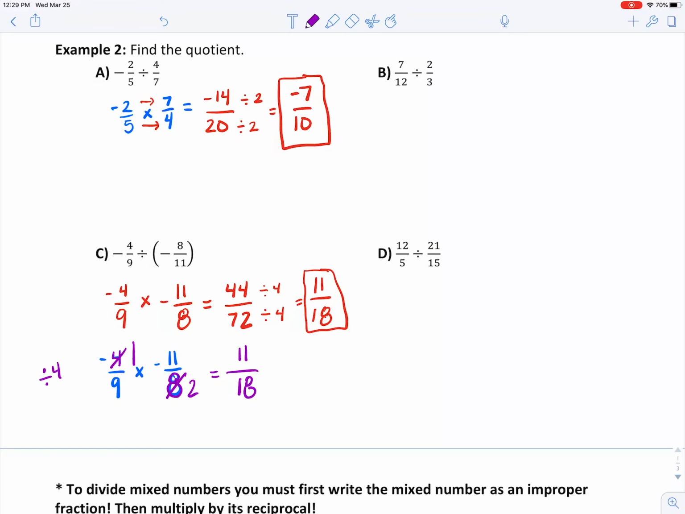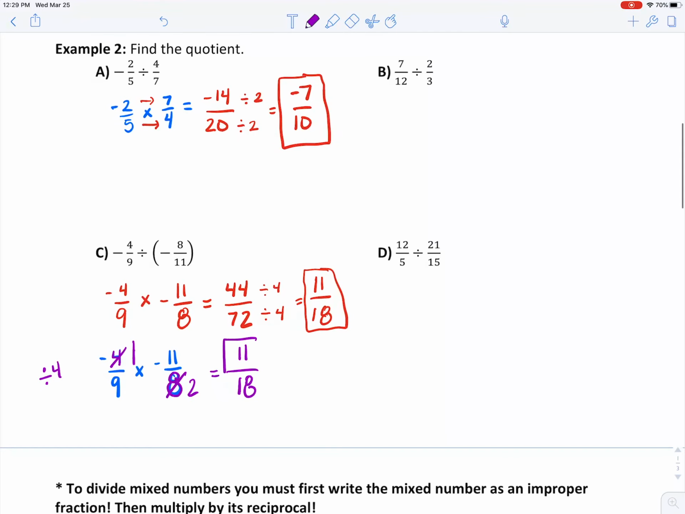So that is one other method that you can use to simplify. Notice that you get the same answer. So either of those two ways works. Okay, why don't I show you that one more time here. I will jump back up to letter B, and then I'll have you guys try letter D on your own.